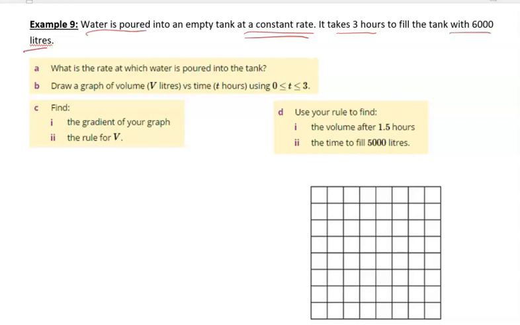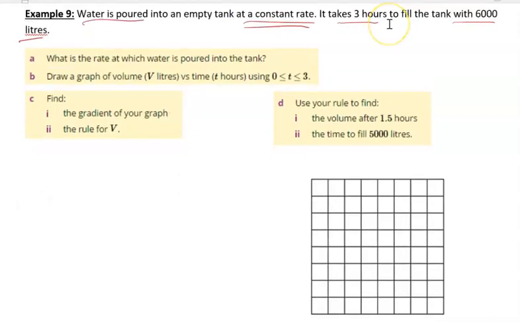So question 1, what is the rate at which water is poured into the tank? We know that the rate is 6,000 liters over 3 hours. So we want the rate per 1 hour. How many liters is that in 1 hour? Divide that by 3, and we'll do that with this side as well. That tells us 2,000 liters is 1 hour. So that's 2,000 liters per hour.